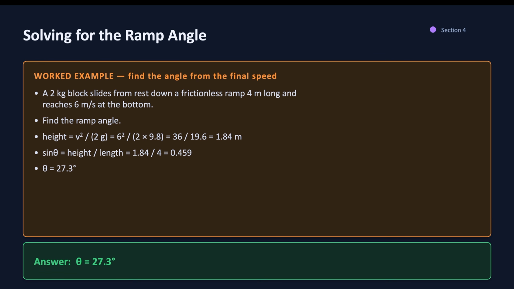Okay, so now let's go over how to solve for a ramp angle. So we have to find the angle from the final speed. Okay, a 2 kg block slides from rest down a frictionless ramp 4 meters long. So it probably looks like this, right? Because the block is sliding downwards, and reaches 6 meters per second at the bottom. So velocity final is 6 meters per second.